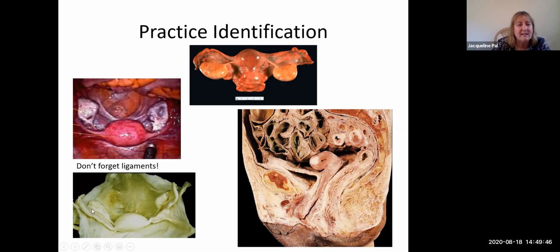And I really like this one because it shows that the fimbria of the fallopian tube are not sitting on top of that ovary. So go ahead and practice with this, and I will see you for the next video soon.